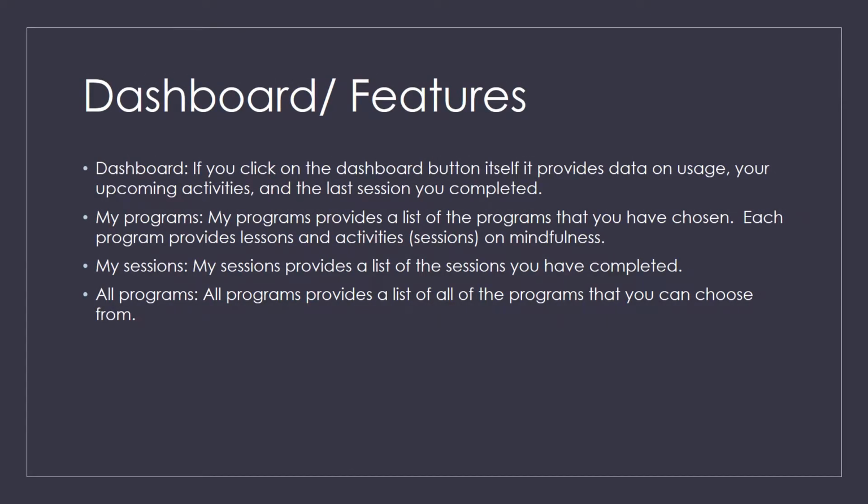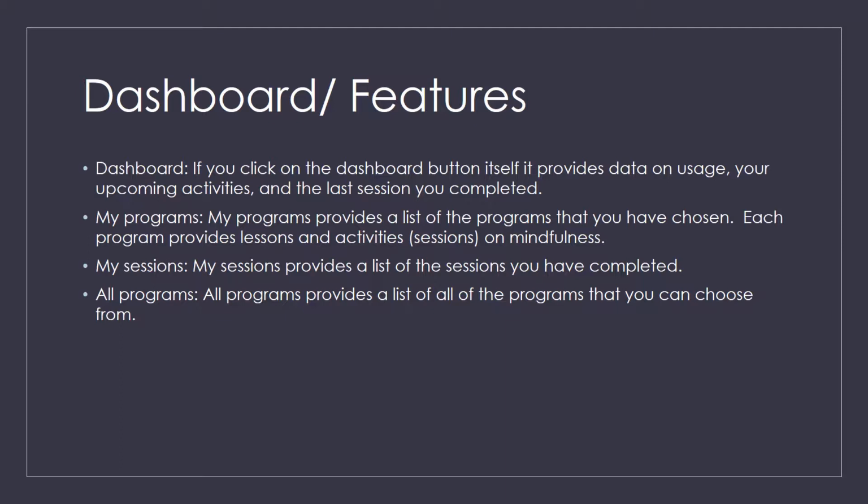The Smiling Mind dashboard features 4 different buttons. These buttons all lead you to the different features of the app itself. First is simply the dashboard button. If you click on this button, it provides you data on your usage of the app, your upcoming activities from your programs, and the last session you completed.